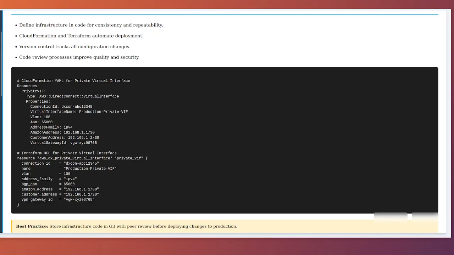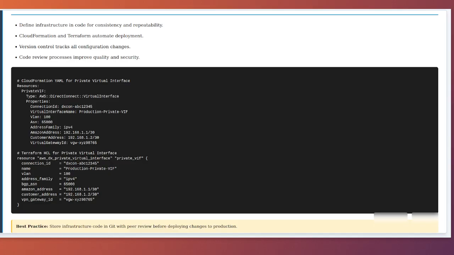Infrastructure as code, commonly called IaC, treats your infrastructure configuration as software code that can be versioned, reviewed, and deployed automatically. Instead of manually clicking through the AWS console to create Direct Connect resources, you define the desired configuration in a template file, and automation tools create the resources for you. This approach reduces human error, ensures consistency across environments, and provides a documented history of all changes.